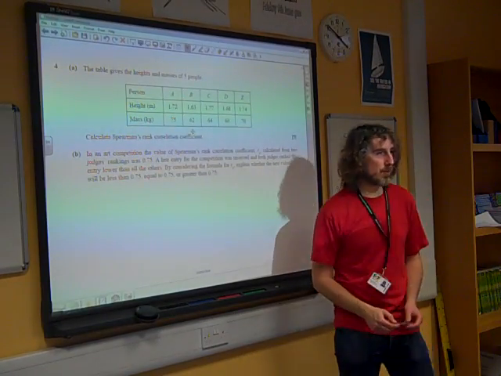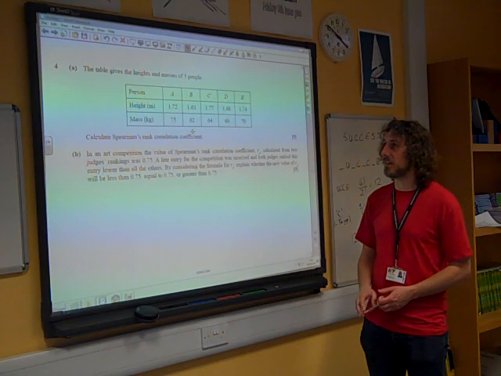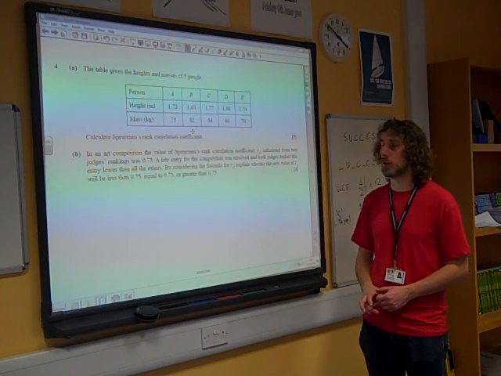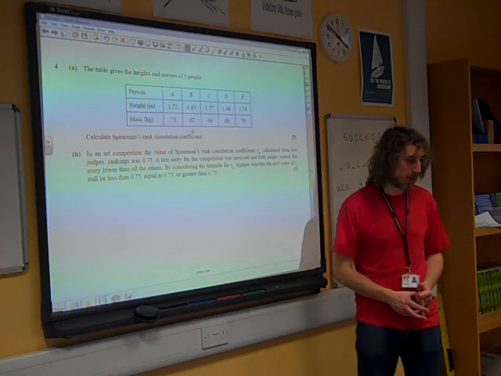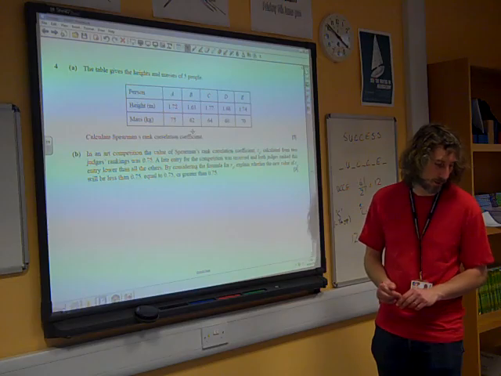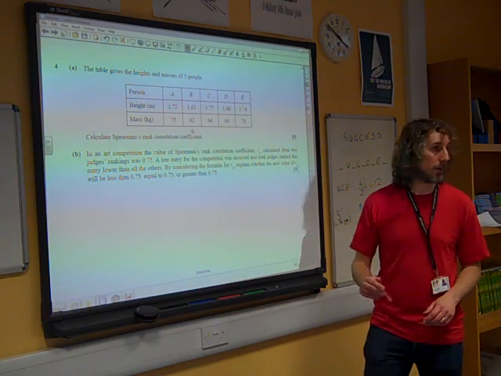So last question, question 4. Spearman's rank. The table gives the heights and masses of 5 people. Calculate Spearman's rank correlation coefficient. So we need to put this data into order to start with, so that we can start doing something with it. We've got height and mass. We've got the 5 people.